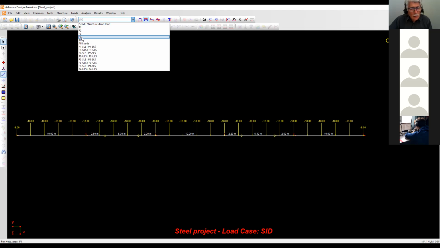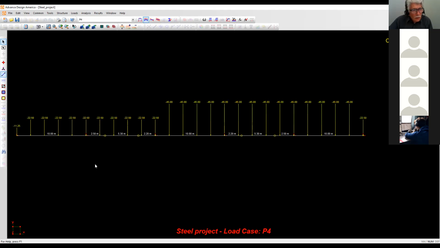Yeah, the first member, it's acting like a cantilever, and I have no idea why. This one here is acting as a cantilever? Yeah. Okay, well, so let's go look at your load combinations.